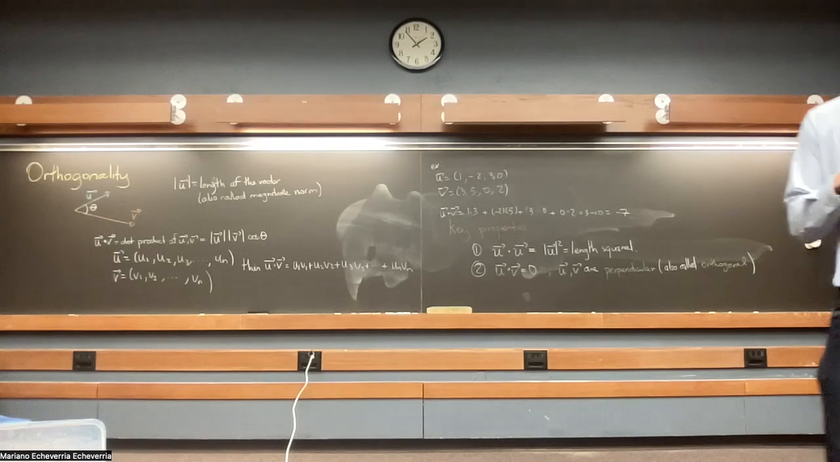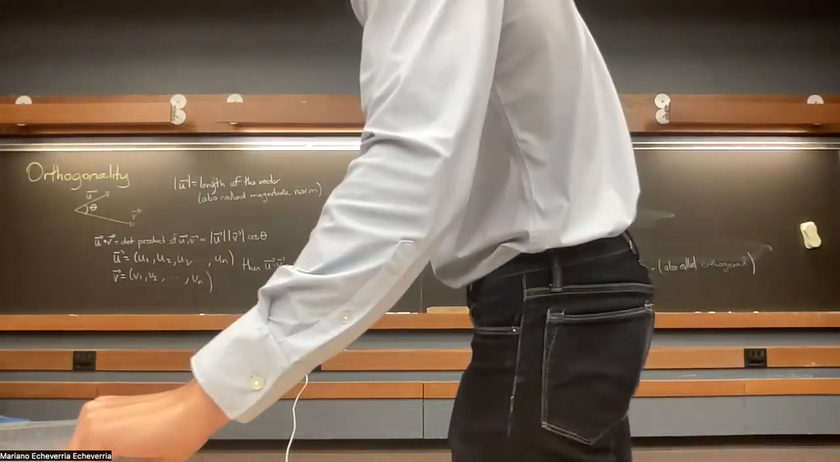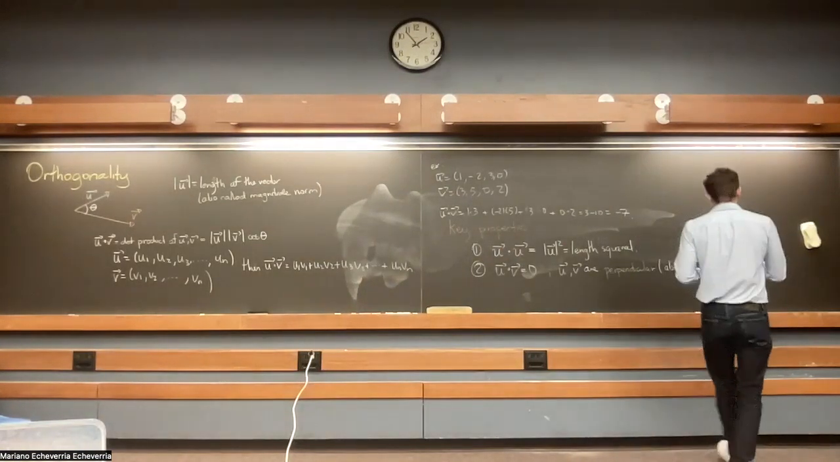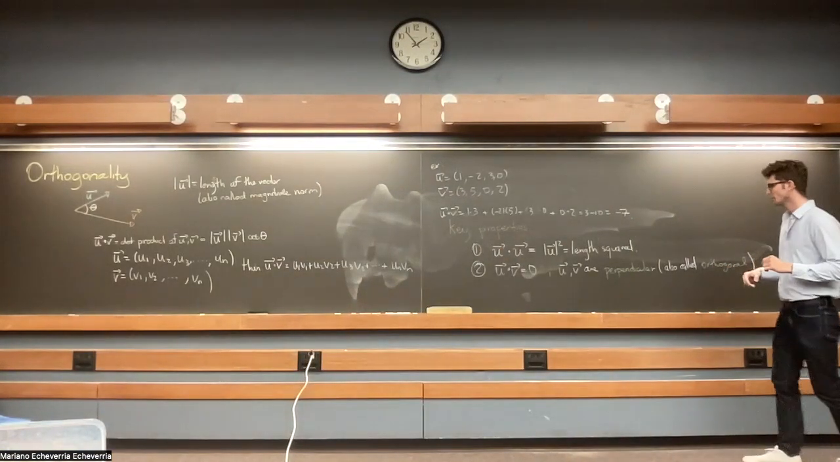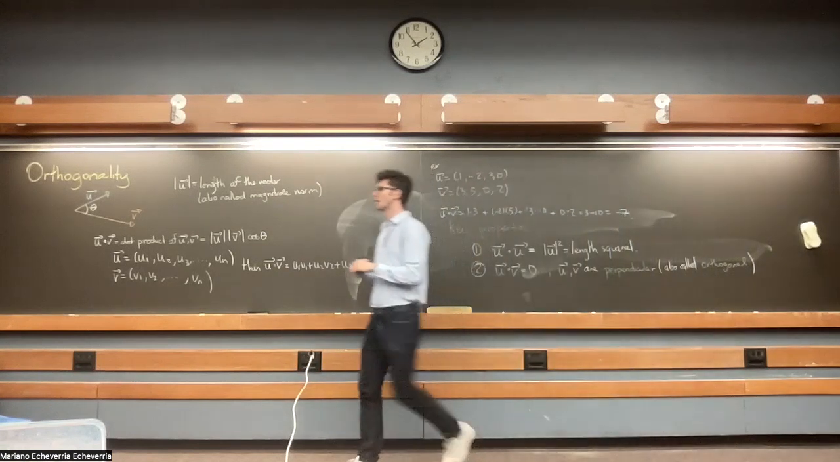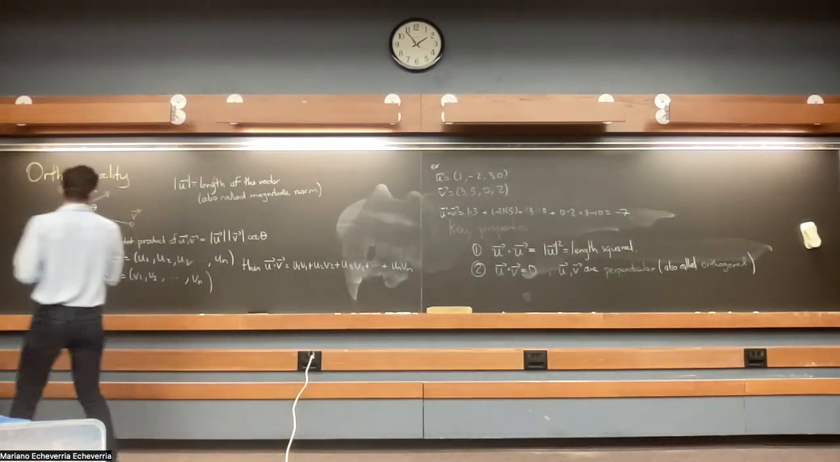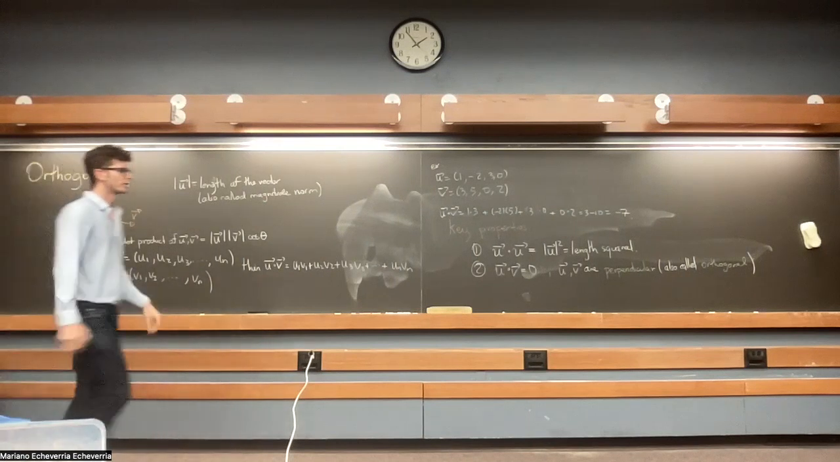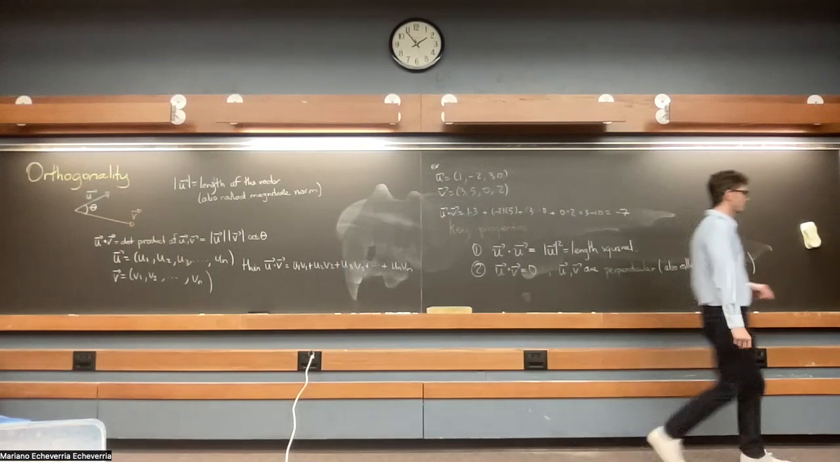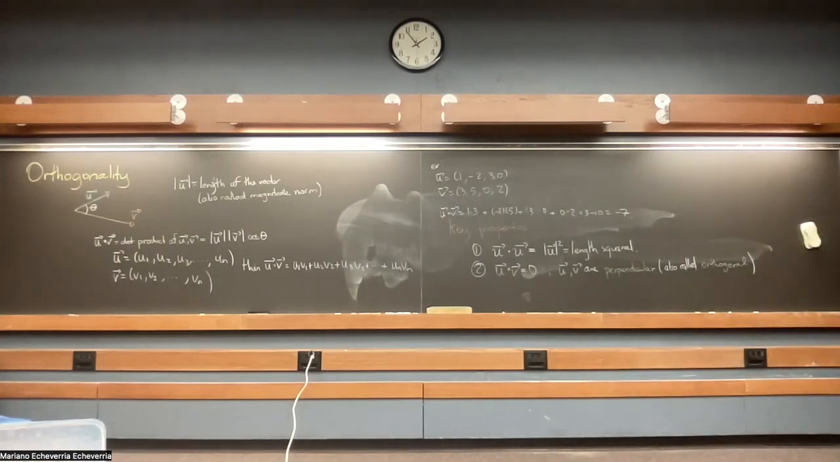Is that making sense so far? Any questions about this? Again, the most important thing that we will use the dot product for is that if the dot product of two vectors is zero, that means the angle between the vectors is 90 degrees.